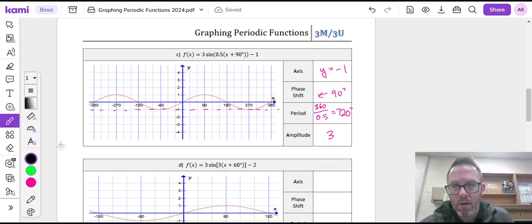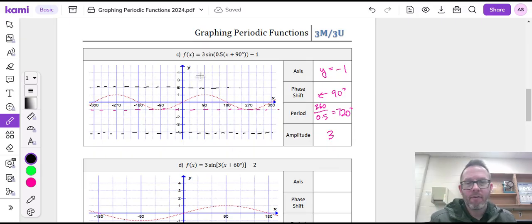My amplitude is 3, so I'll draw in my highest point and my lowest with a dashed line, 3 below. Next, figure out where our starting point is. So normally we start at 0, 0. Here, we're going down 1 and left 90. Down 1, left 90, that will start us here. And I'll label this SP for my starting point.